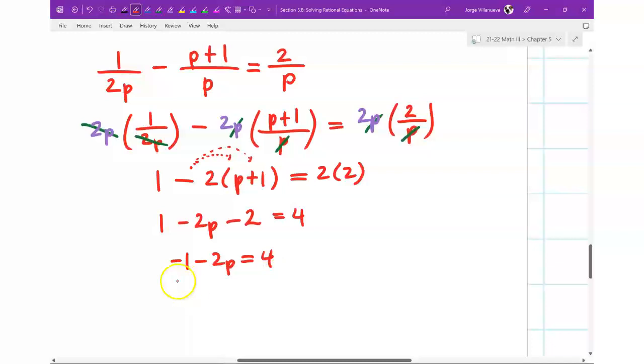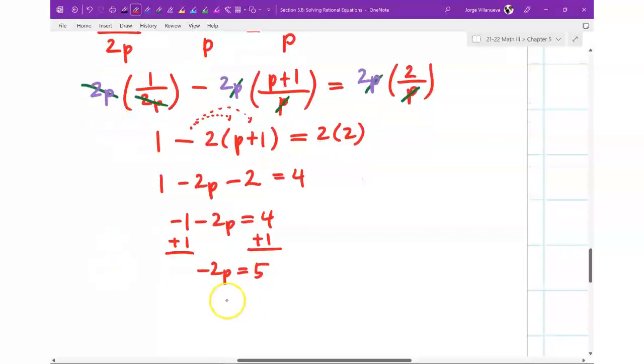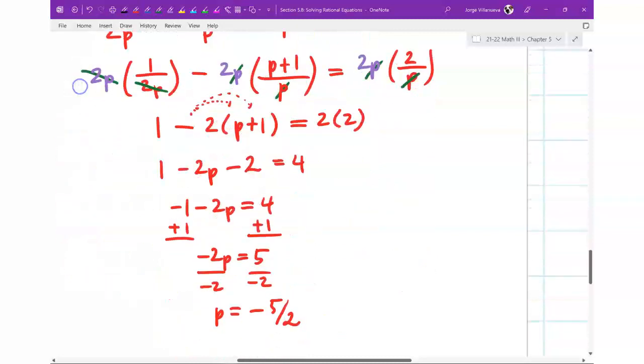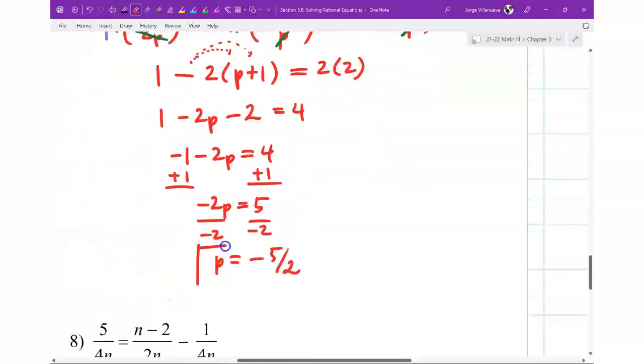And add 1. So now we're just doing what you basically learned in Algebra 1. Negative 2p equals 5, so divide by negative 2. So p equals negative 5 halves. And we should have, yeah, you can see it's part D right there. So here's your answer.